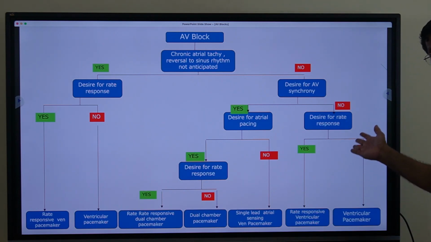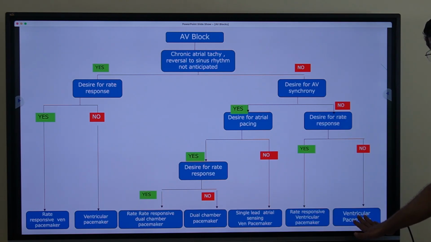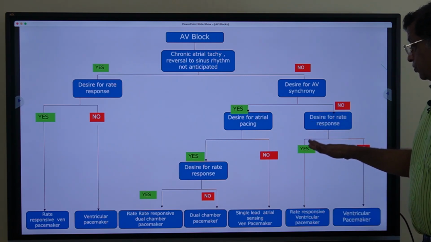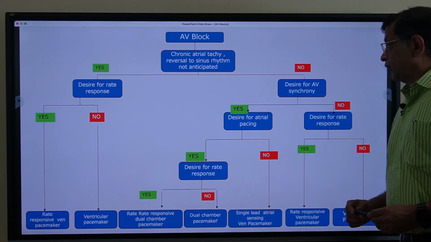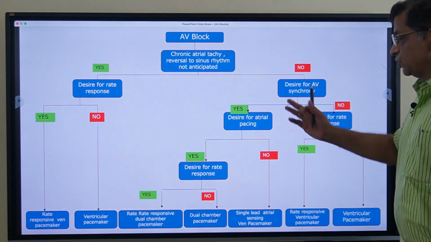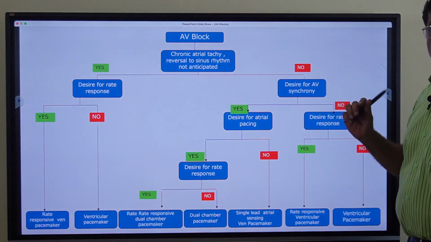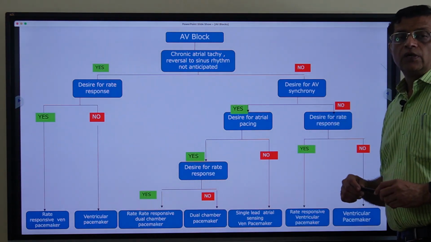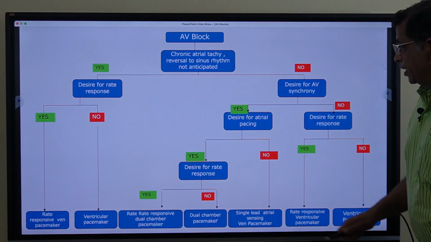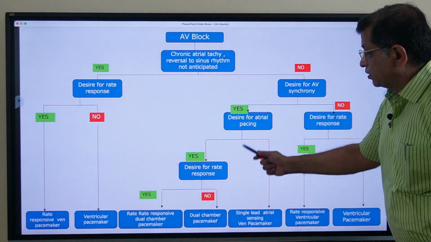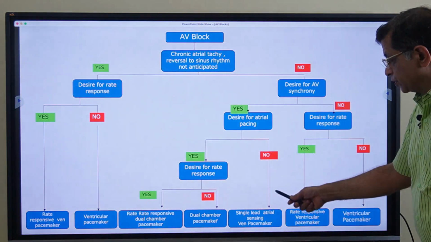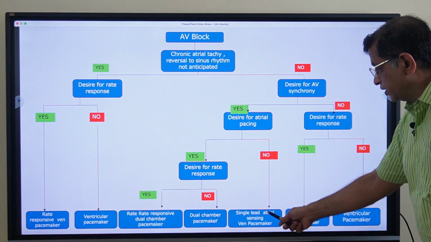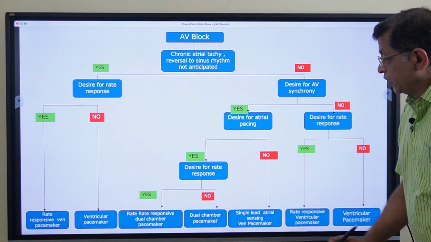Such patients usually will not require rate response as well. So you can simply go in for the ventricular pacemaker. This is the cheapest. If the patient is young, then he wants rate response, then you may go in for rate responsive ventricular pacemaker. If the patient desires AV synchrony, which is more desirable if the patient has financial readiness for that, then see whether the patient requires ventricular response or not. If the patient is an old patient, doesn't require ventricular response, then single lead atrial sensing ventricular pacemaker could do.